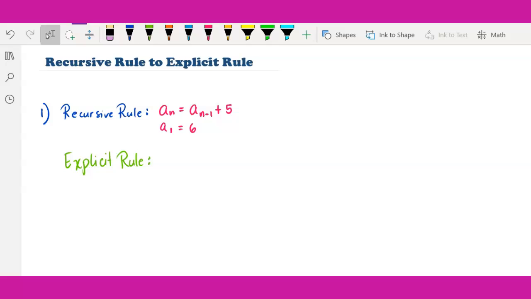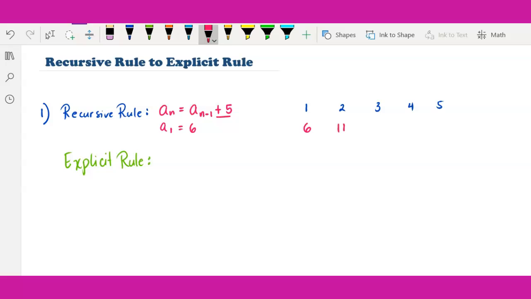So let's do that. Let's number the terms: first, second, third, fourth, fifth terms. You know that the first term is 6. That's the first term. In order to get the second term, you have to add 5. That's what this plus 5 is telling you.